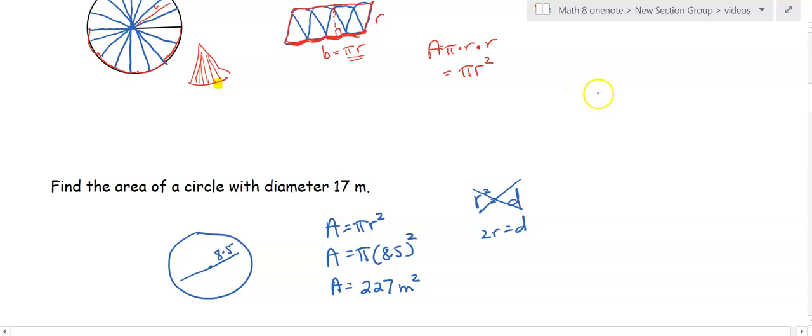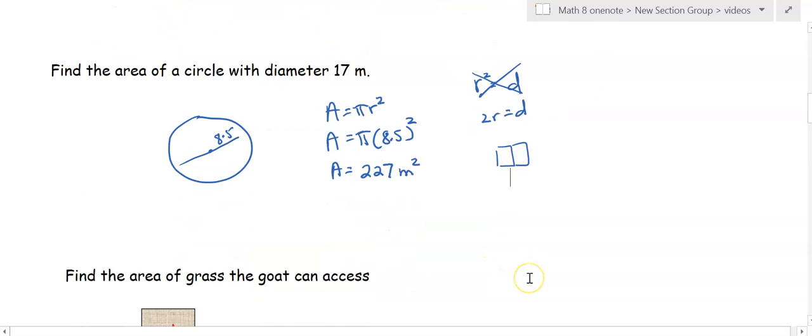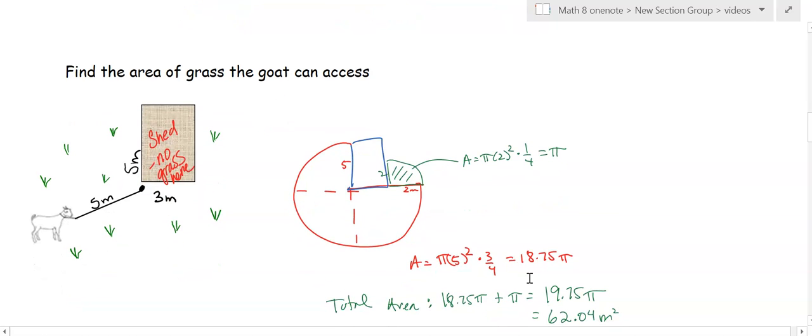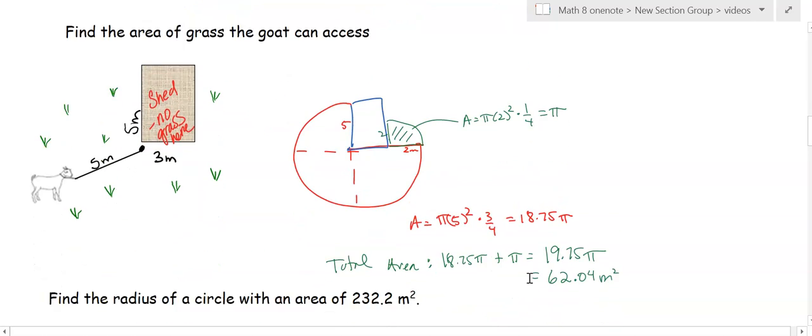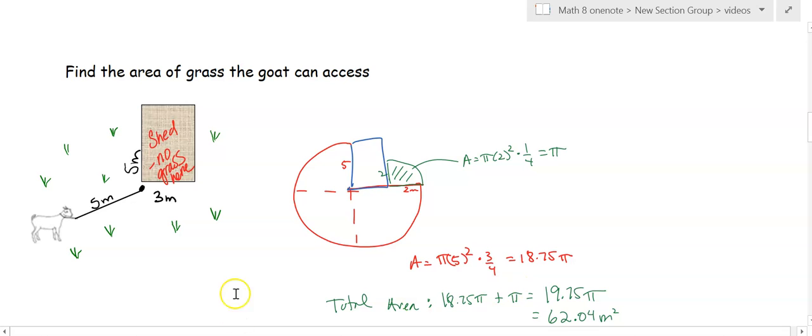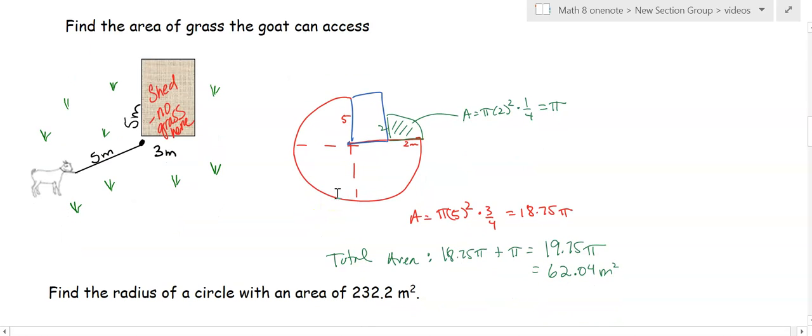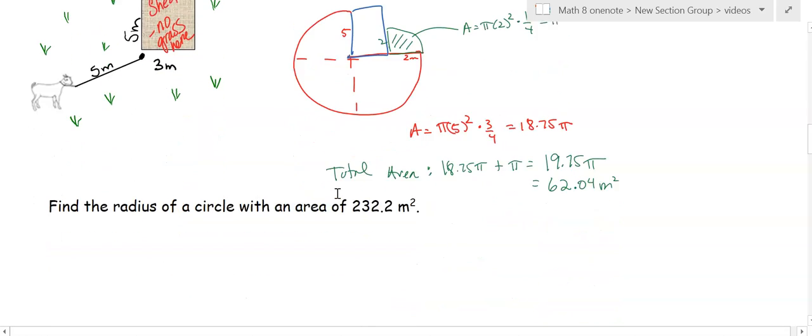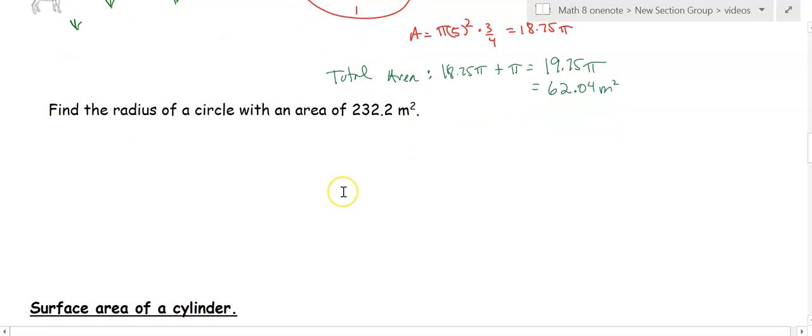Circumference is just meters or centimeters because it's a length. It's one-dimensional. Area is square meters. It's how many squares cover the surface. I will have this question in the notes. In class, I have a fun little activity to do on the boards, and we try to figure out how much grass this goat can eat with a shed, and I'll let you look through that on your own if you'd like to.